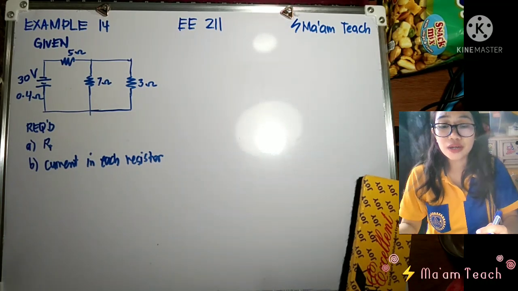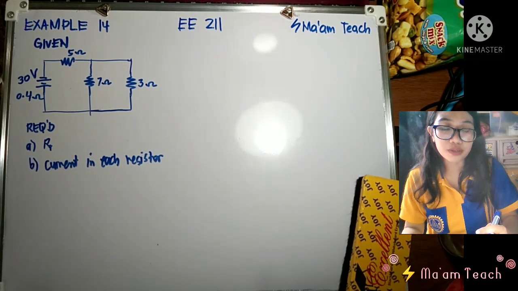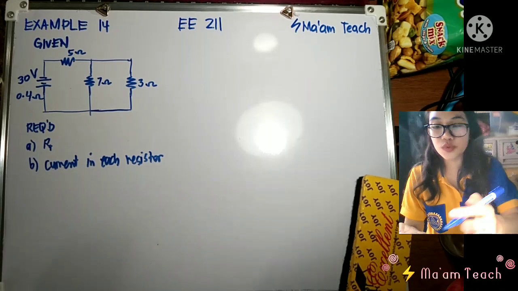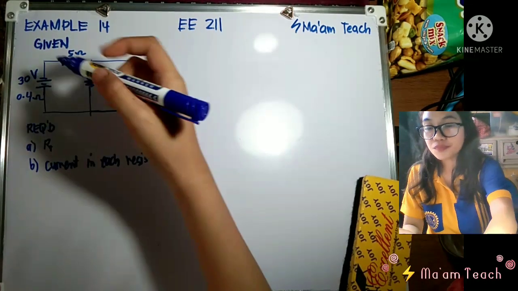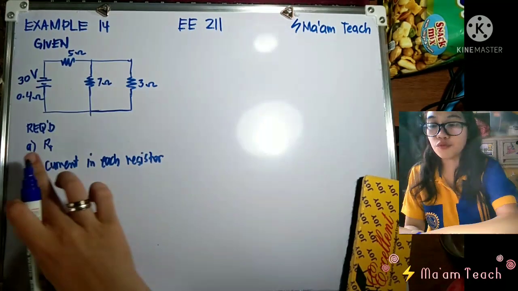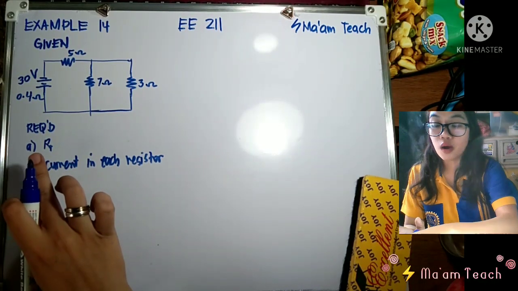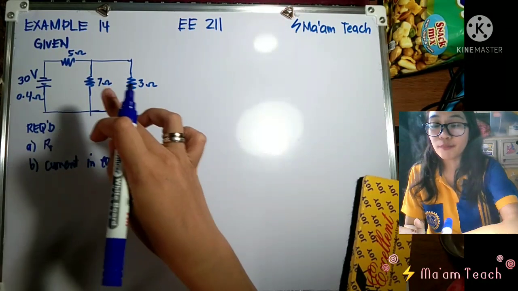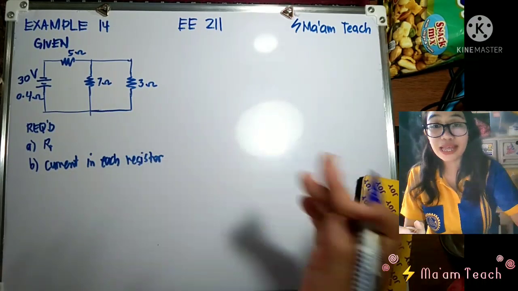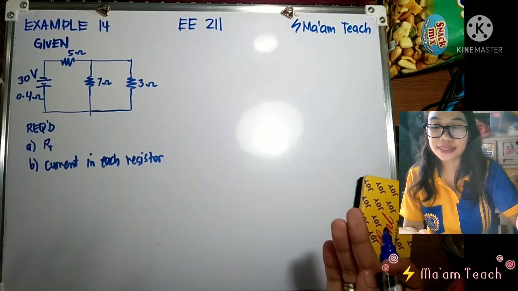Okay, so how many currents are we trying to solve here? Since there are four resistors, which is the current flowing in our 0.4 ohm resistor, we have here the 5 ohm, the 7 ohm, and the 3 ohms. Okay, so let us name each of these resistances.